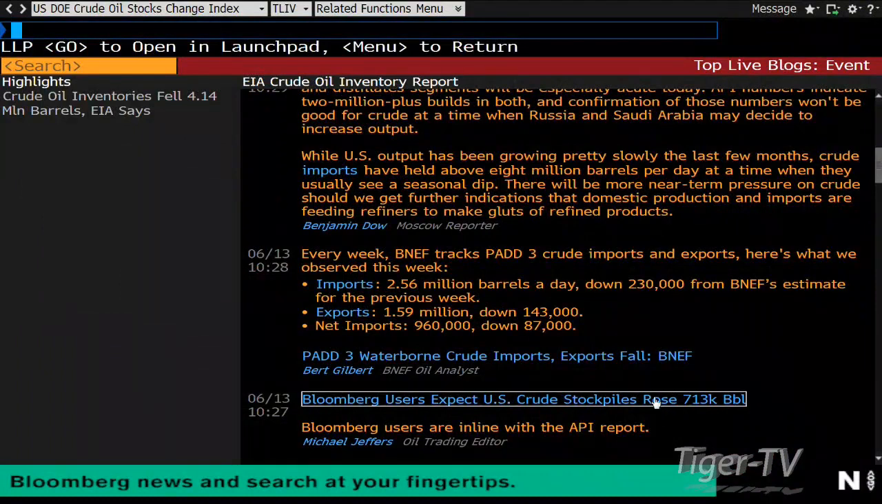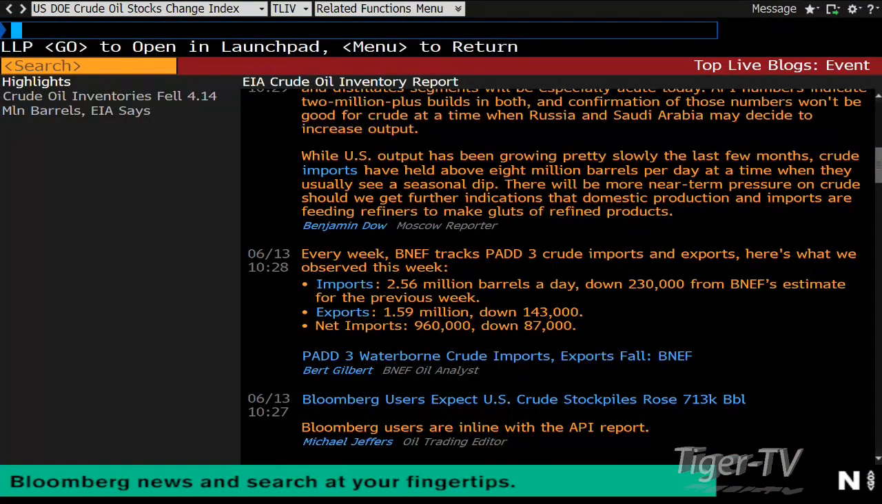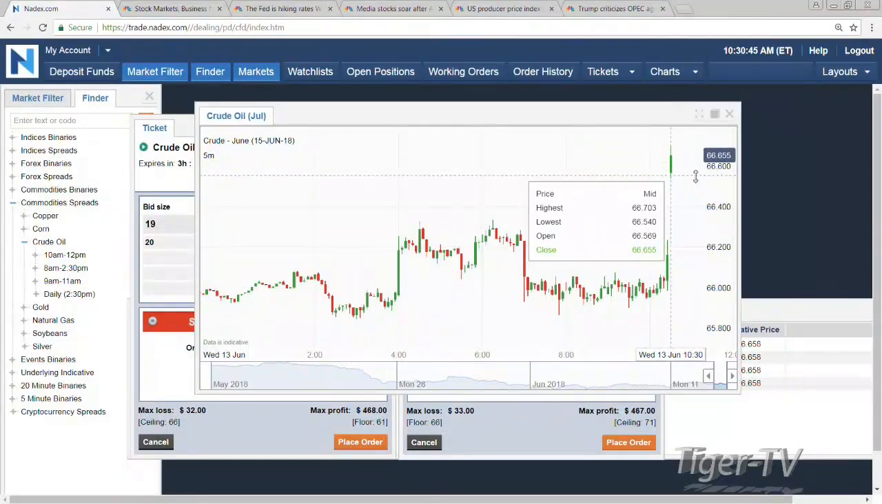Welcome back, folks. Well, this is quite a twist. We got quite a number. So we have inventories falling 4.1 million barrels. Expectation was not even close to that. The Bloomberg user survey, to scroll down before we jump back to the chart, was a rise of 713. And to see how that is playing out, check out that jump.